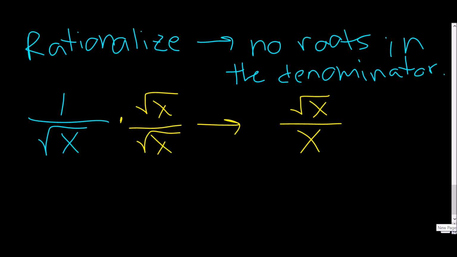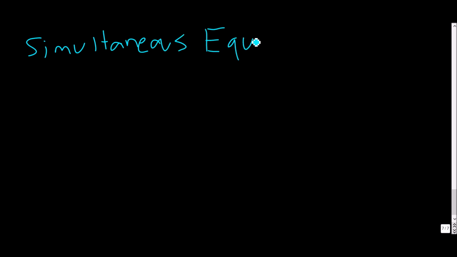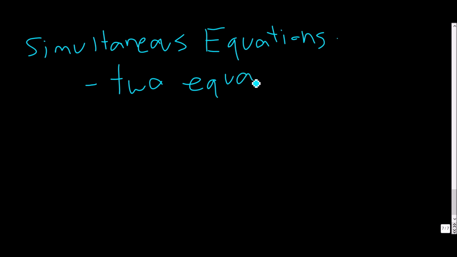And then finally, the last one is simultaneous equation, or equations. So simultaneous equations are 2 equations that have a common solution.